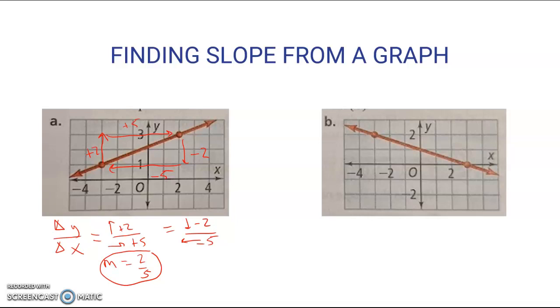Let's look at this a different way, shall we? Let's take it from the points. So I've got this ordered pair of negative 3, positive 2. And I have this ordered pair of 3, 0. And I can use my slope equation, where m is y2 minus y1 over x2 minus x1.